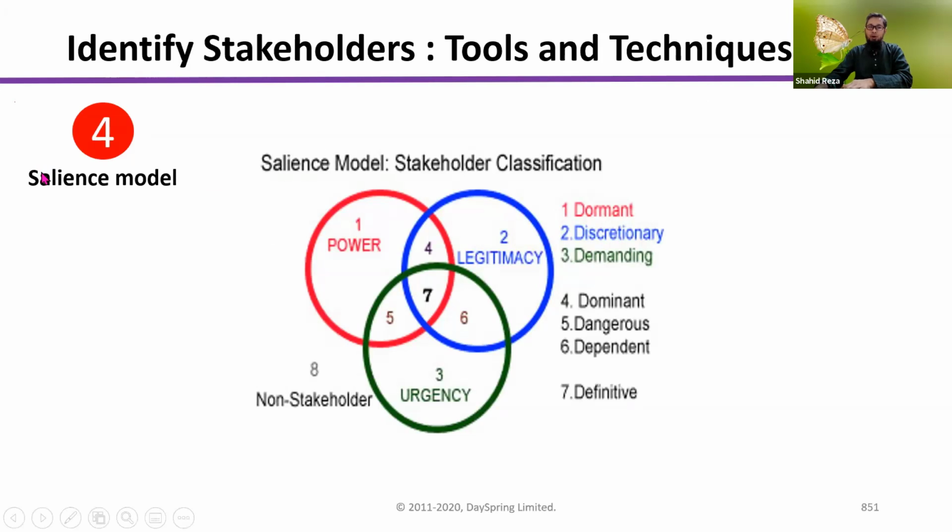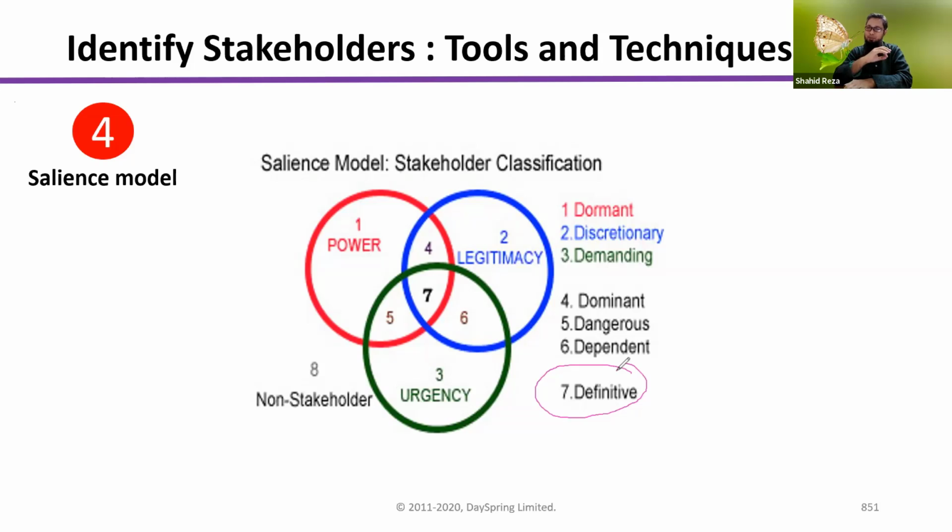Another model mentioned in PMBOK to analyze your stakeholders is the salience model. In the salience model, we use a Venn diagram and three attributes: power, legitimacy, and urgency. Based on these three attributes, we draw the Venn diagram and try to identify which area each stakeholder falls in. For example, those people who fall in area 7 have power, legitimacy, and urgency. So for him, we have to give definitive information.